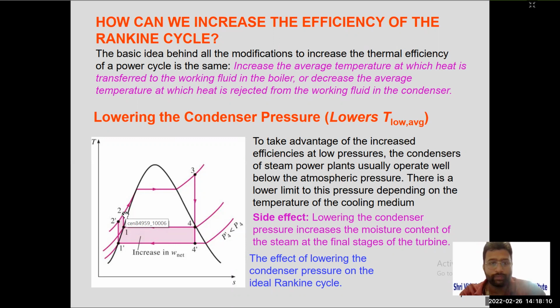Okay, completed. So the first method to increase the efficiency is lowering the condenser pressure, which lowers the condenser temperature also. There is an increase in area, net work done increases, and efficiency increases. So they have shown this area by pink color. You show it by inclined hatch lines. Okay, shall we move forward?